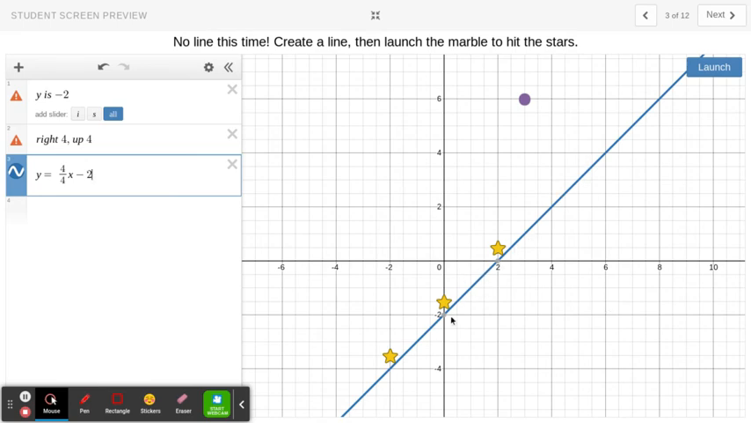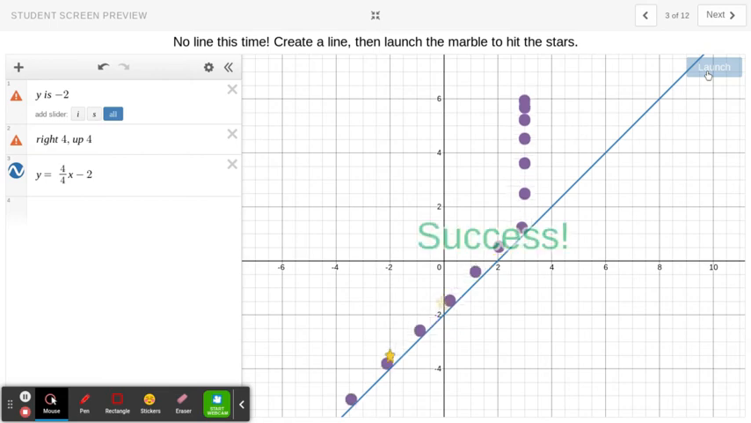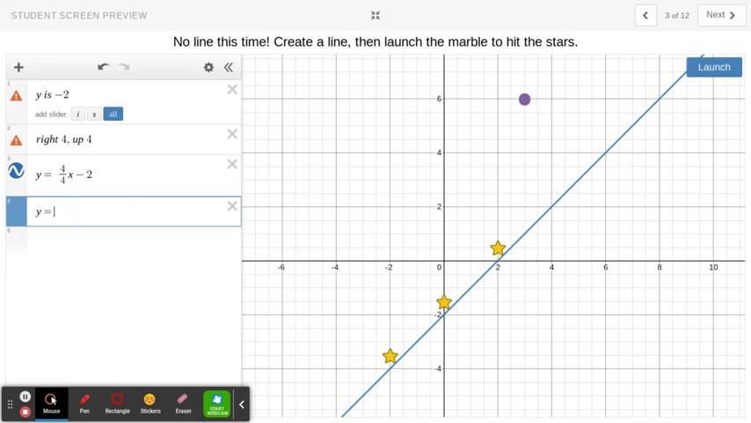And now see how my blue line, let's see if I launch and get all my marbles, all my stars. There we go, we have success. Now one thing I want you to notice is we can rewrite the fraction 4 over 4 as y equals 1x minus 2. 4 over 4, 4 divided by 4 is 1. And see how it overlaps the blue line? It's still the same and it's still successful.